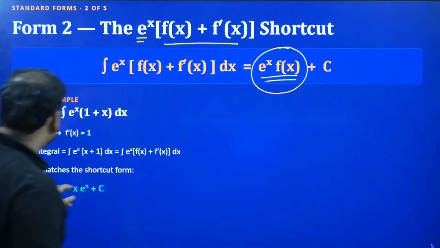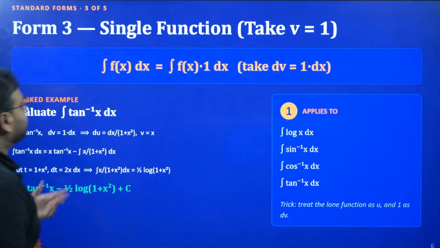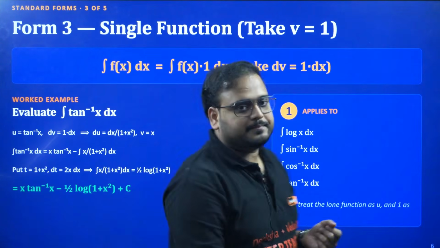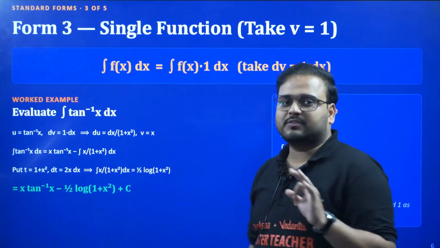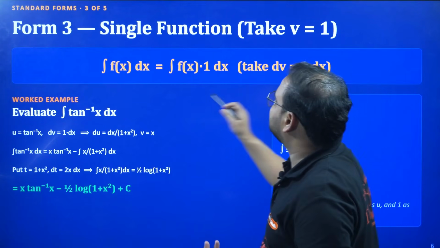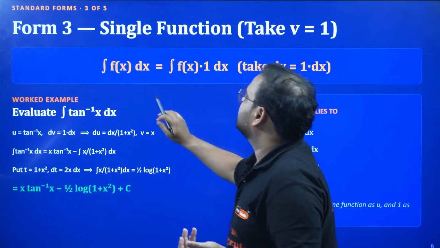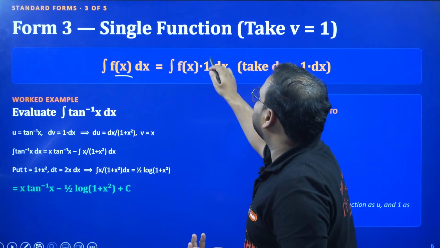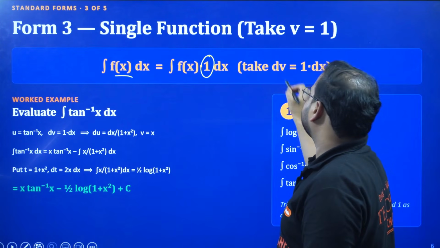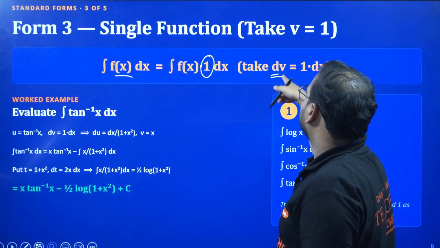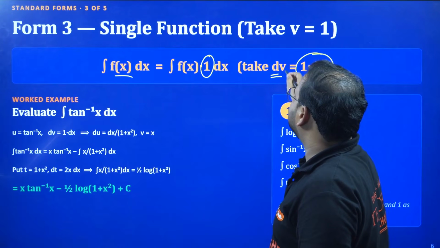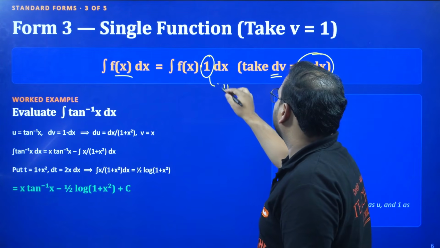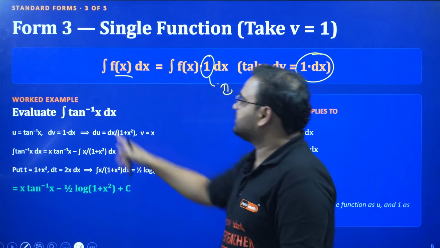Next example is also taken over here: e power x times x we can take. All right. Next, single function. The form is single function. When you don't have anything, let's say you have just f(x) present over here. You're going to multiply that with 1 and take dv as 1 dx. Basically this is going to be my second function. f(x) is my first function, check here.